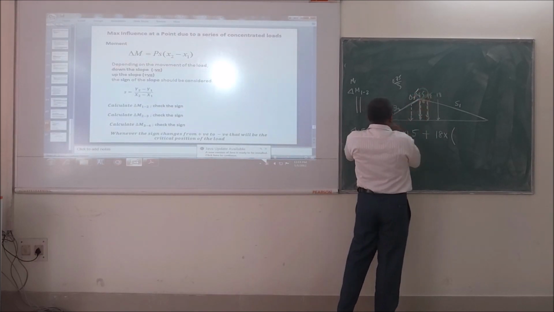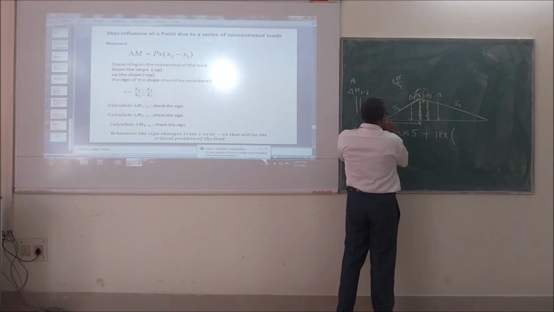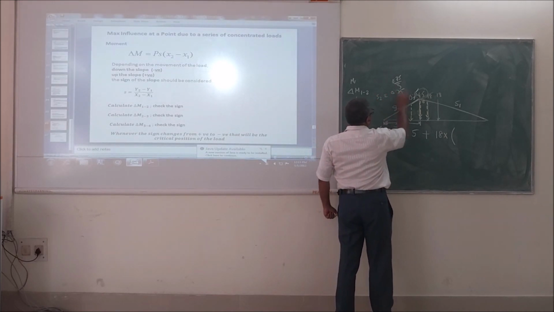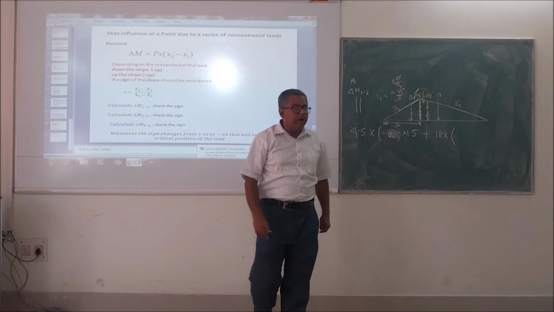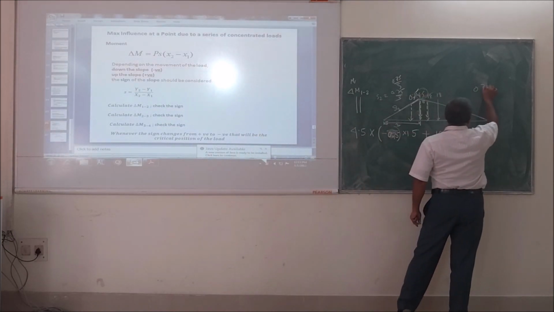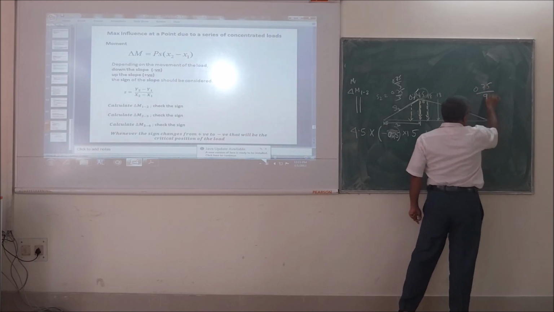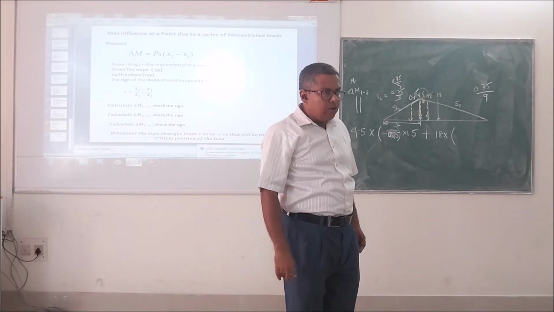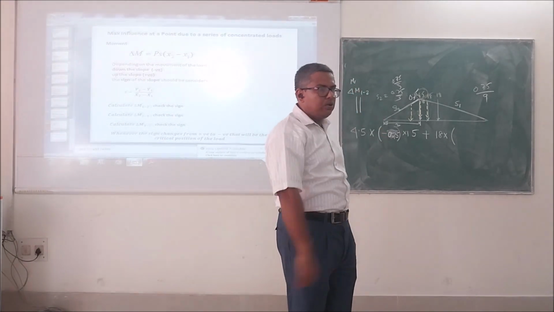This ordinate will be 0.75, and how much is this distance? 3. So S2 will be how much? 0.75 divided by 3, so 0.25, right? And this one will be 0.75 divided by 9. How much is it? 0.083. Yesterday also the same value was there.